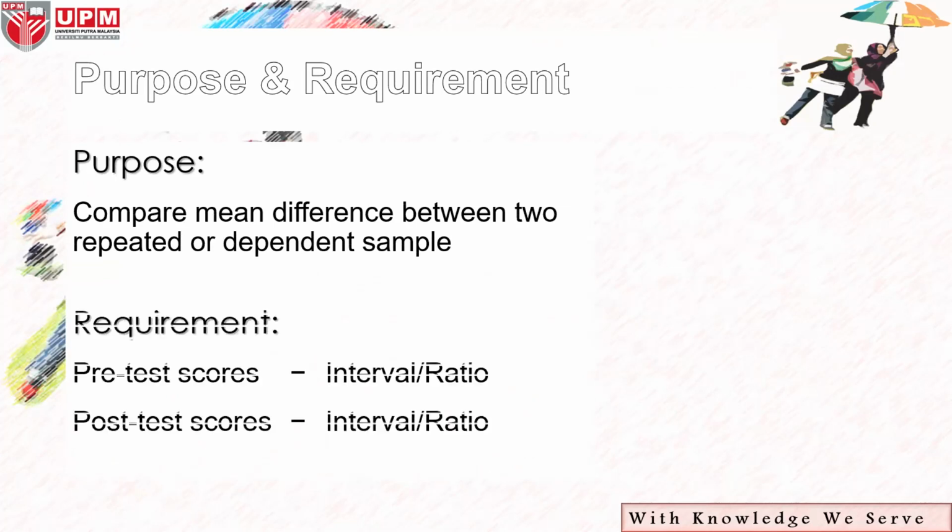Okay, the purpose to run the paired sample t-test is to compare mean difference between two repeated or dependent samples. Dependent ni maksudnya kedua-dua sampel ni berkait. Okay. In terms of the requirement, the pre-test score must be interval or ratio. The post-test score also must be interval or ratio only.